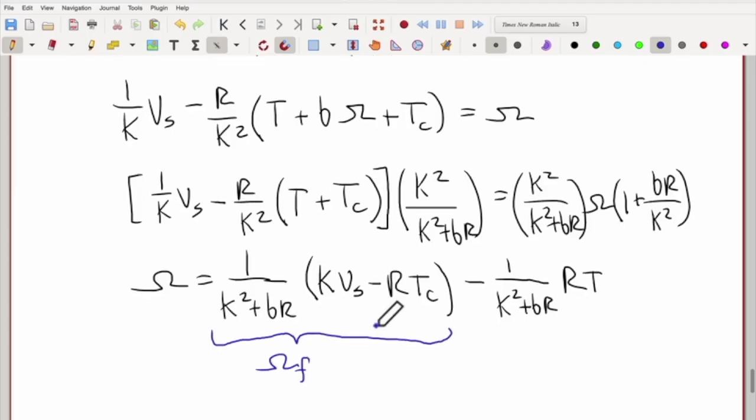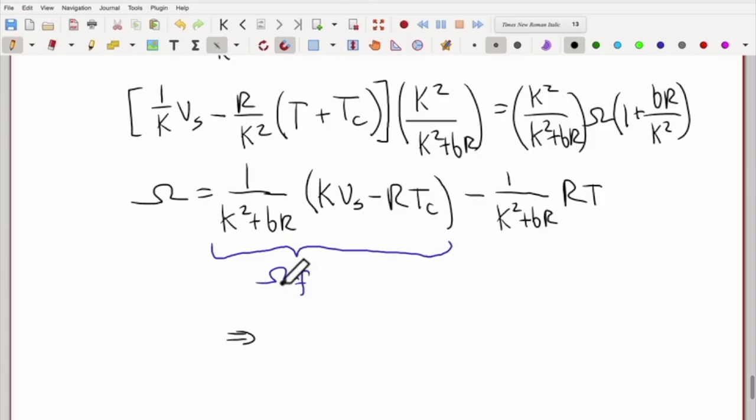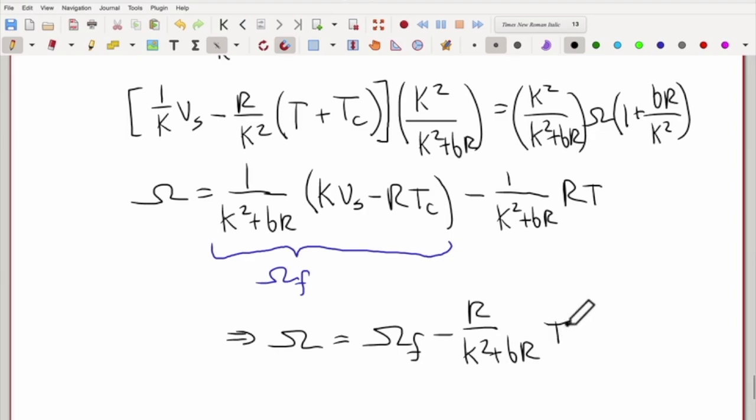And so now we can express our torque speed curve in terms of this omega f, because that's kind of convenient. So we get that omega equals omega f minus r over k squared plus br times T. And we're going to label that with a 3 because that's kind of a useful equation too.